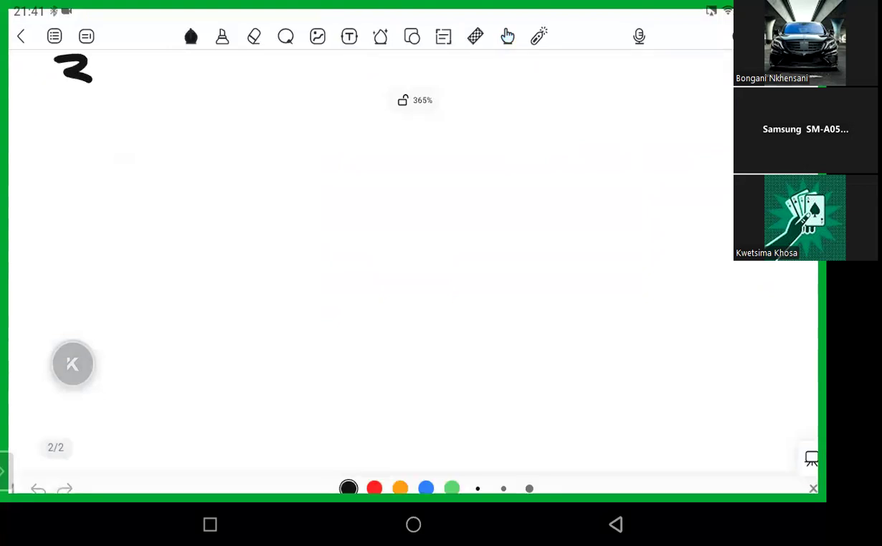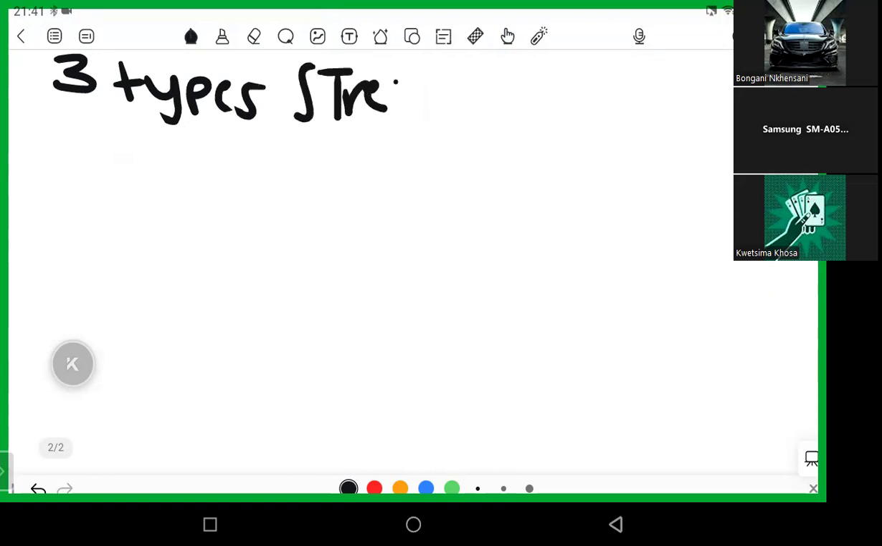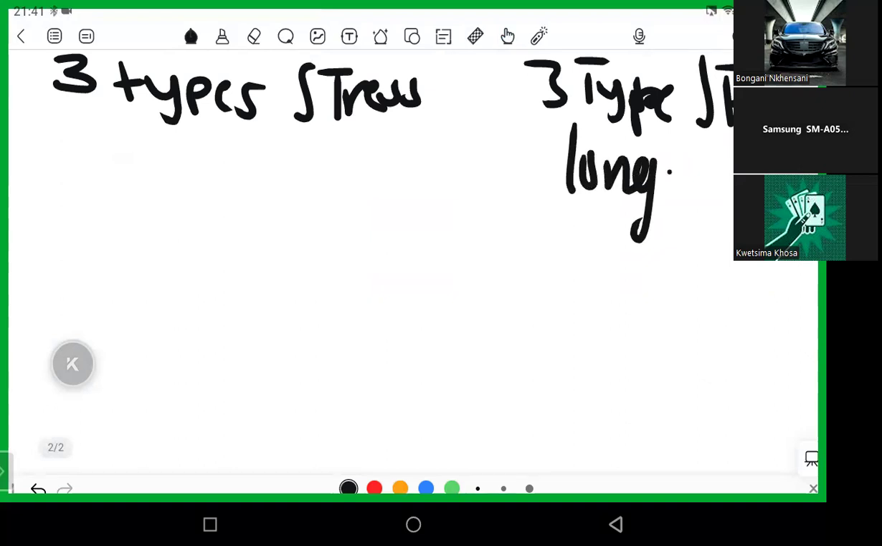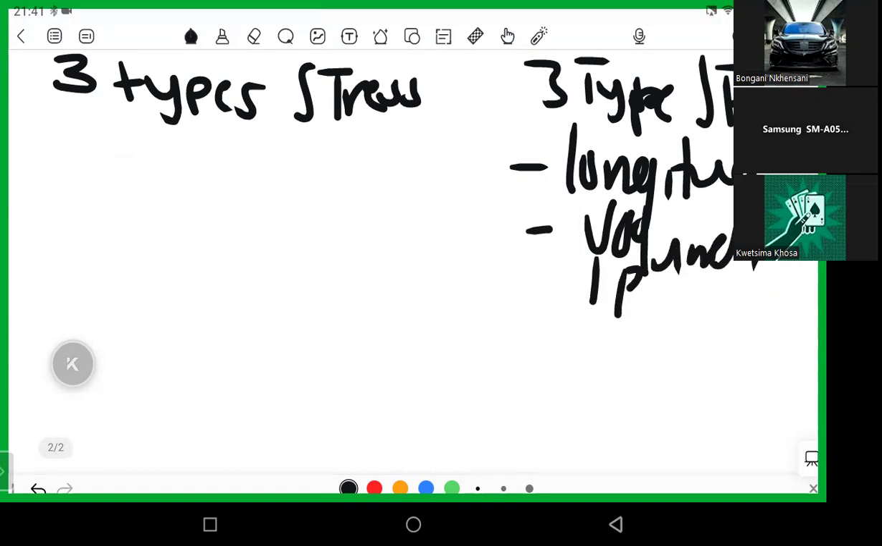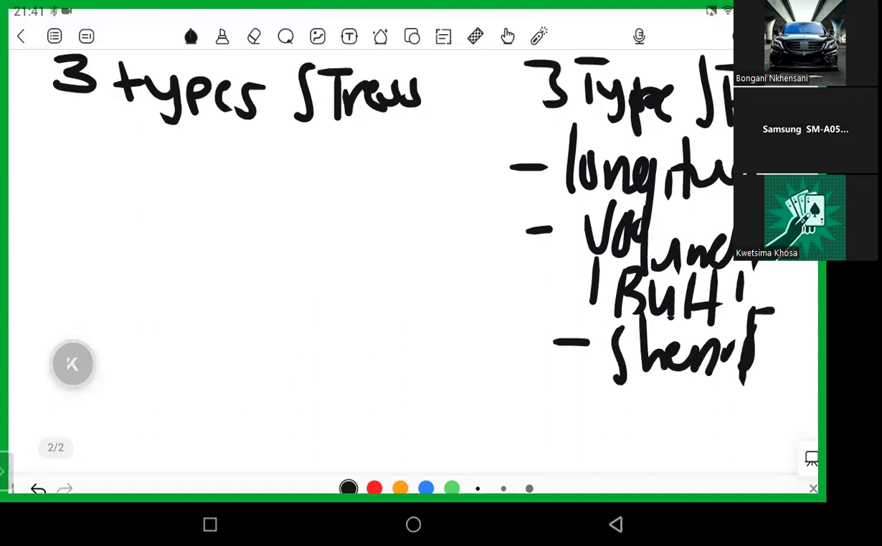We have three types of stress, and also three types of strain. For strain, I've already explained. We've got the longitudinal strain, the volumetric or bulk strain, and the shear strain. And I've explained those ones.